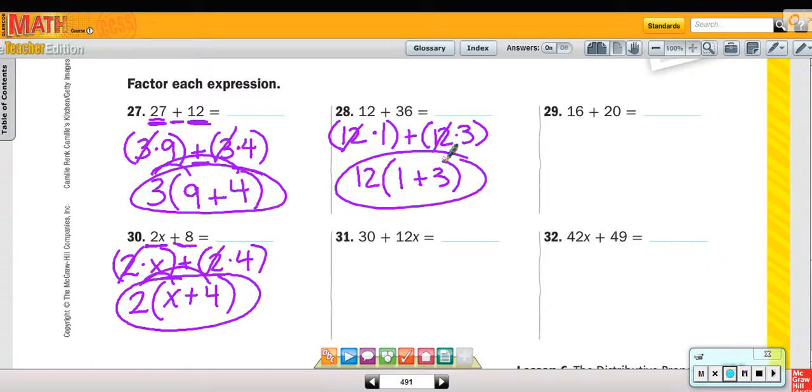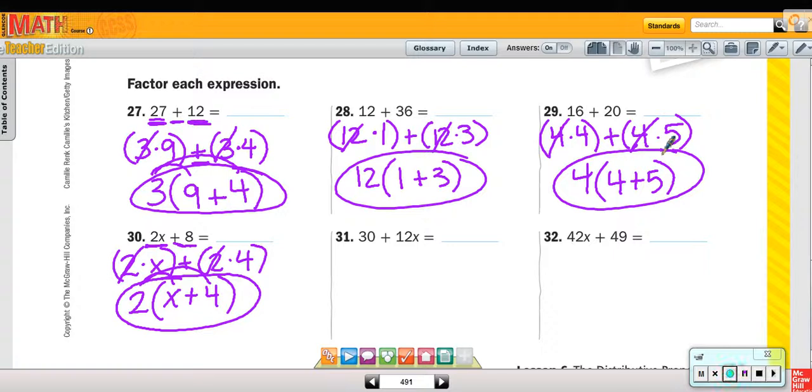What's the GCF of 16 and 20? 4. 4 times what makes 16? 4. 4 times 4 plus 4 times what makes 20? 5. 4 times 5. If I remove my GCF, what's left inside? 4 plus 5. Very good.